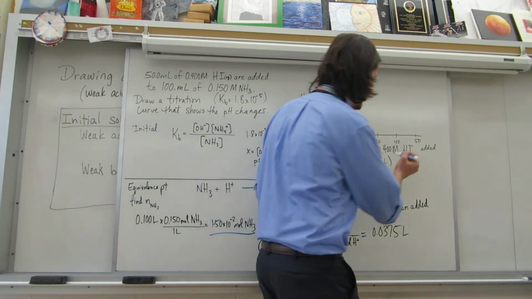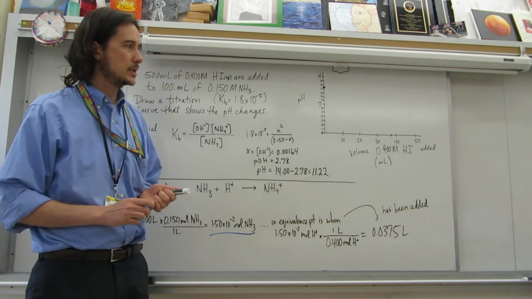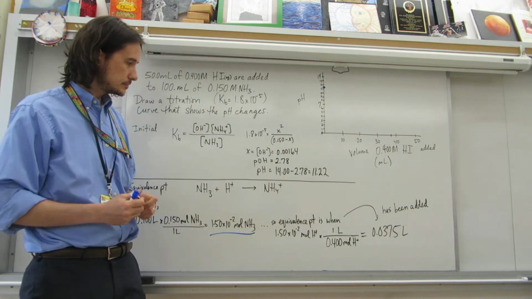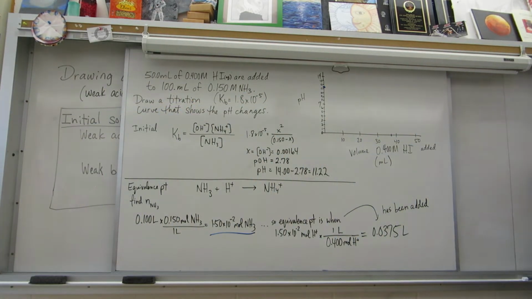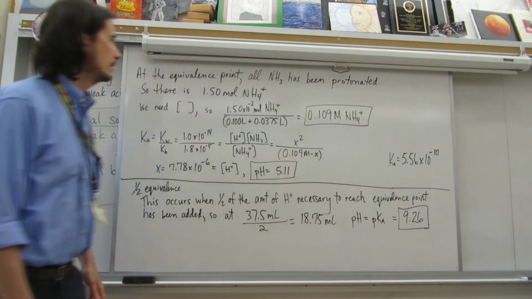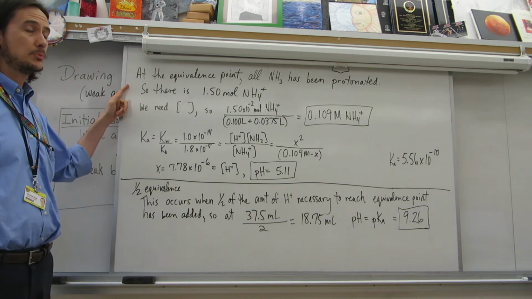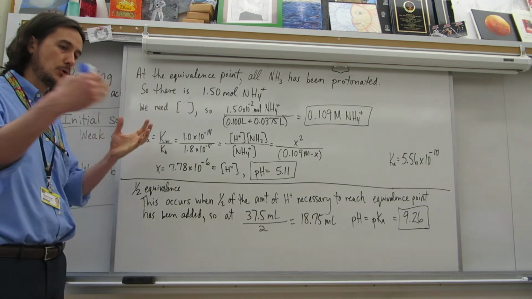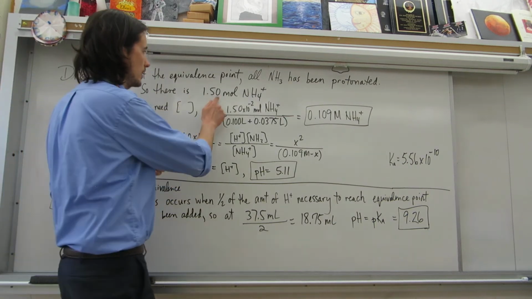That gives us somewhere there. But we now need the pH. Well, at the equivalence point, all of the ammonia has been protonated. Right? It has had a proton attached to it. So we have, not 1.5 moles.